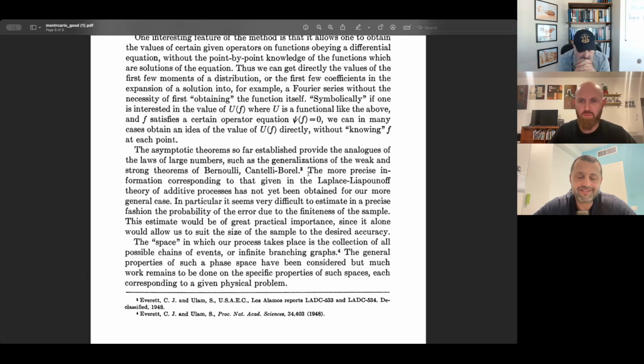And I'll just finish. The more precise information corresponding to that given in the Laplace-Lyapunov theory of additive processes has not yet been obtained for our more general case. In particular, it seems very difficult to estimate in a precise fashion the probability of the error due to the finiteness of the sample. This estimate would be of great practical importance, since it alone would allow us to suit the size of the sample to the desired accuracy. You wanted to say something, Mike?